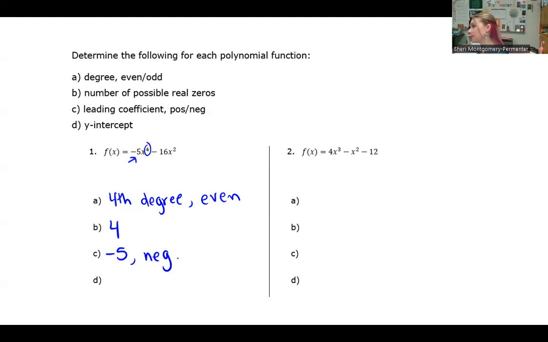Part D is when we plug in 0 for x. So if we plug in 0 for x, it would be -5 and we have 0 raised to the 4th power. I'll give you a minute to write it down.